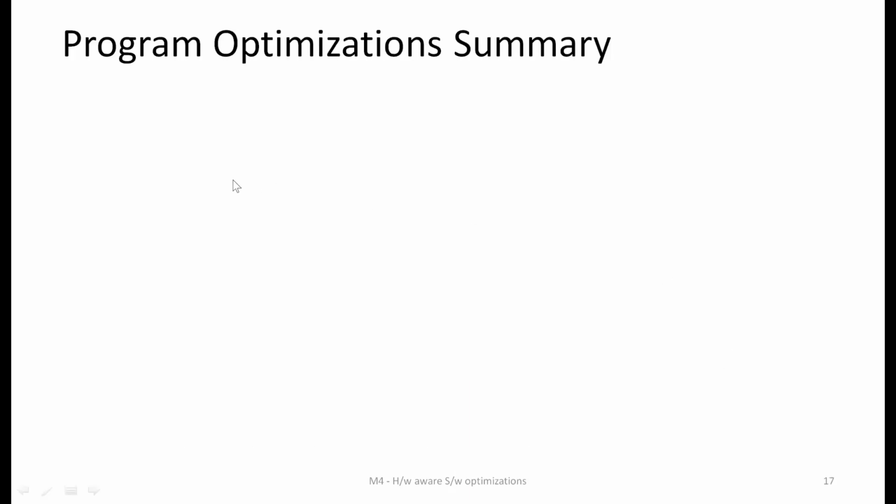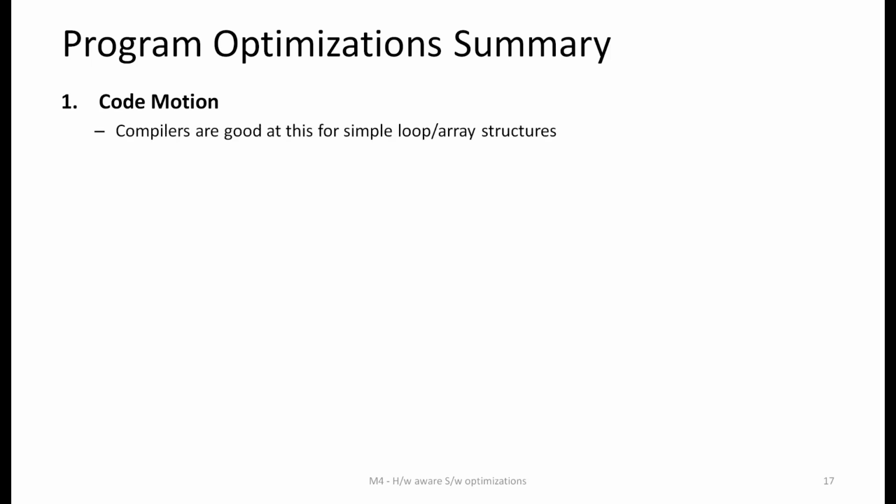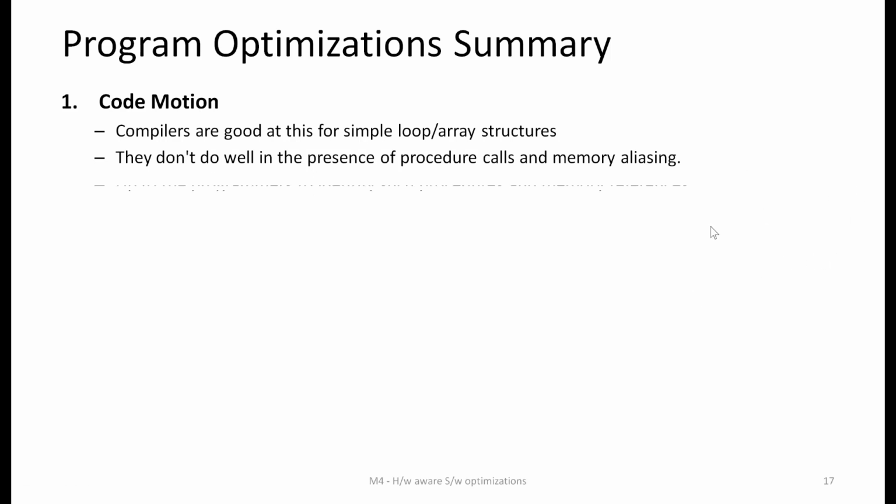So with that, I summarize this portion of the module. We have seen three different program optimizations. The first one is code motion. The compiler is reasonably good at code motion if we are considering simple loop and array structures, but not anything with more complex data types. Also, they do not do well with procedure calls and memory aliasing, so the programmers need to identify such opportunities and move the code accordingly.